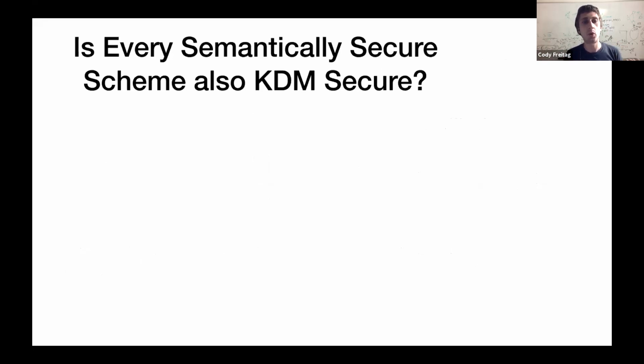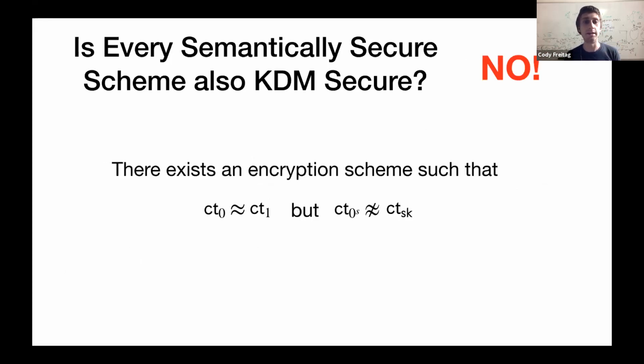So this raises a natural question: is there a reason to define all these other notions, or is every semantically secure scheme also KDM secure? And the answer to this is no. In fact, it's easy to show that there exists an encryption scheme such that semantic security holds, ciphertexts of 0 and 1 are indistinguishable, but a ciphertext of the all 0 string can be distinguished from a ciphertext of the secret key.